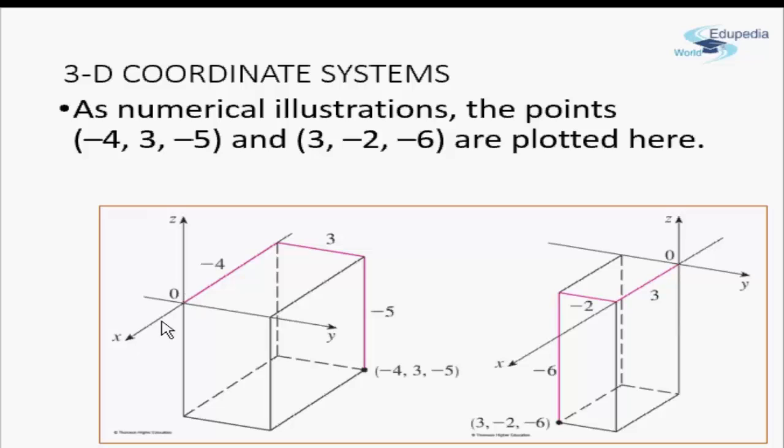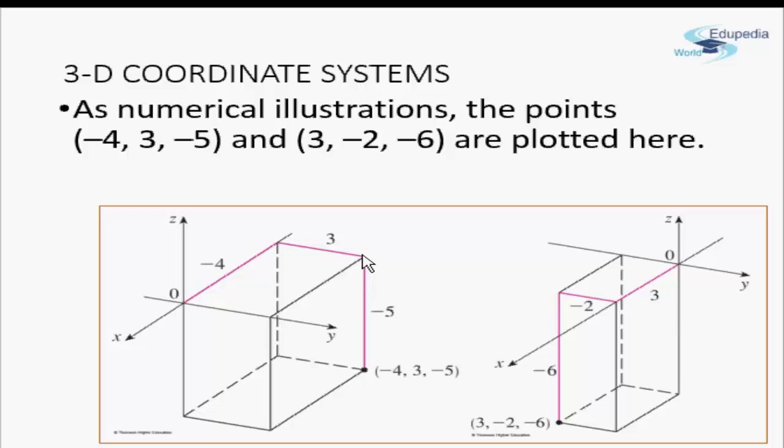So this is the positive x axis. So -4 is going to be someplace over here. So this represents -4 over here. Now since we've gone over here, we're going to see 3. Now 3 is a positive y. Then we go in the positive direction of y. We get 3 over here.